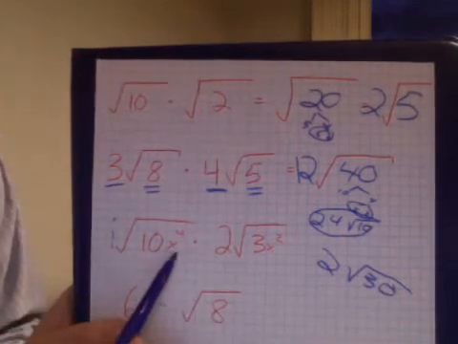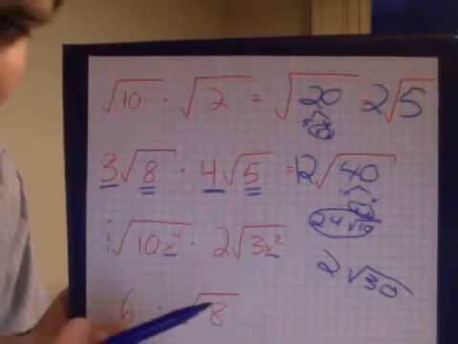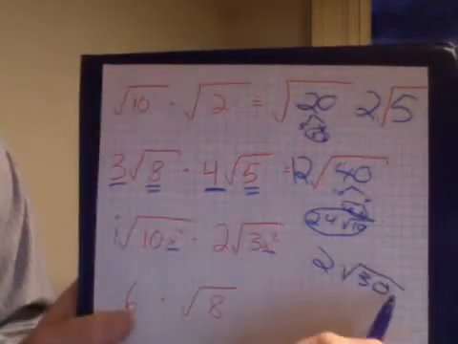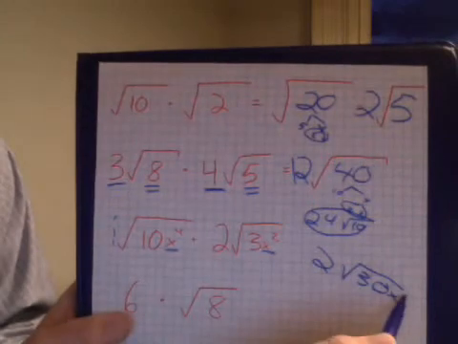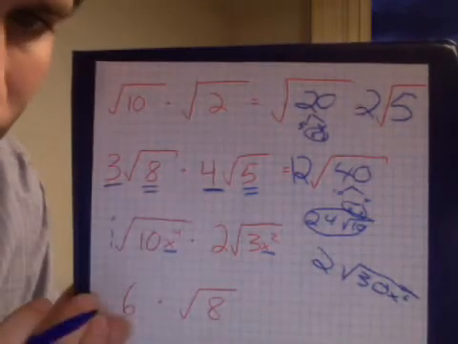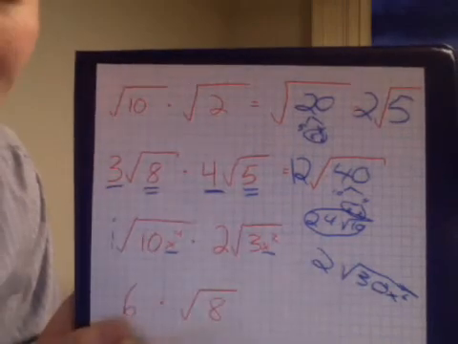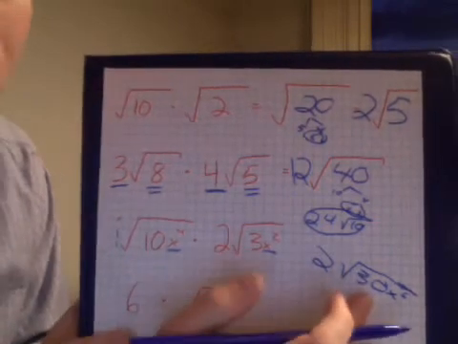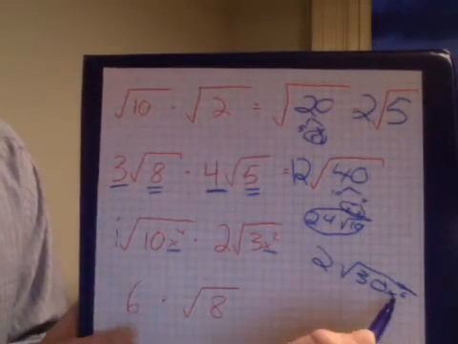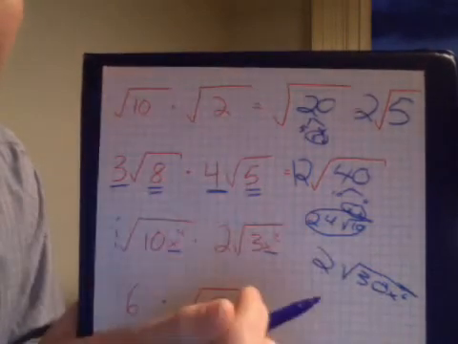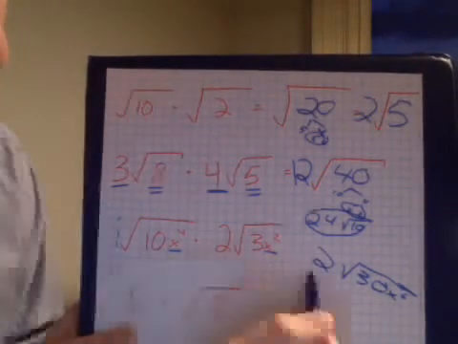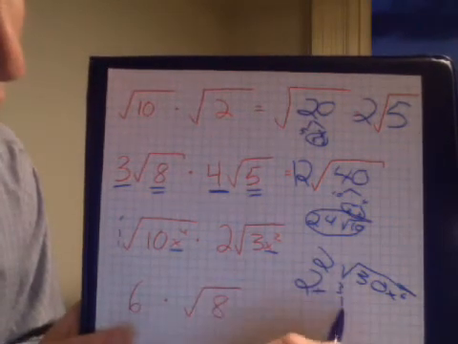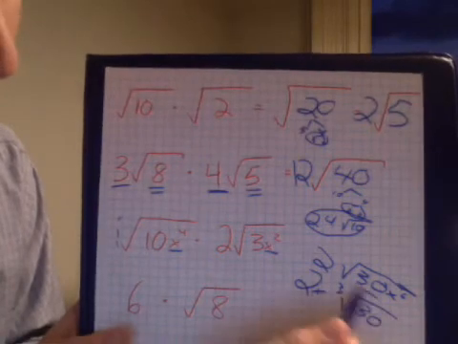And then I need to multiply my x to the 4th times x squared. Remember, when I multiply with exponents, I add up the 4 and the 2 to get x to the 6th. So that's x to the 6th. And then at the very end, I see if I can break it down. 30, I'll tell you right now, you can't break down. But x to the 6th, you're actually going to have 3 pairs of x's. So your final answer would be 2x to the 3rd square root of 30.